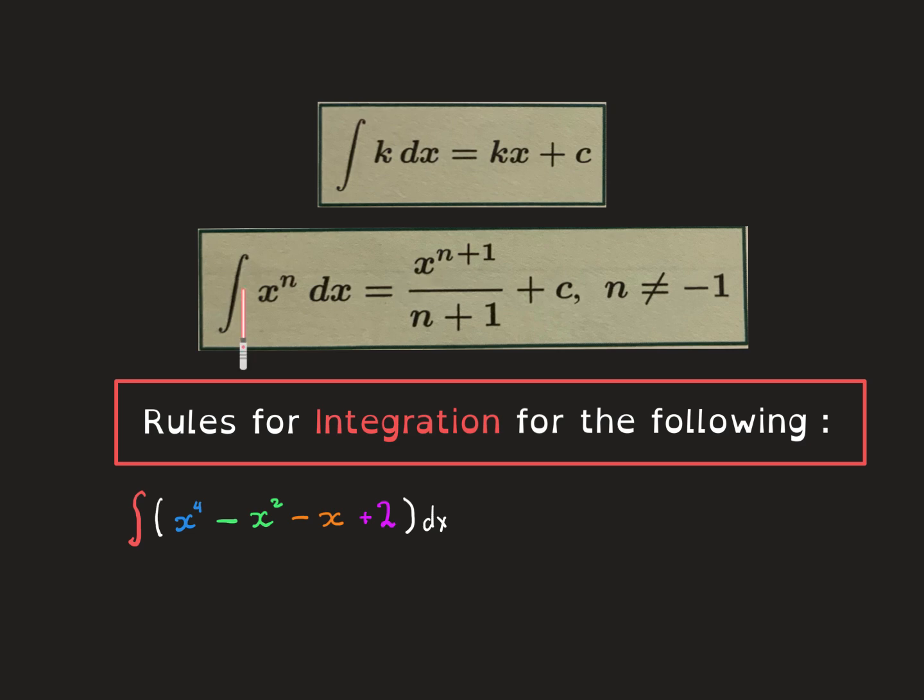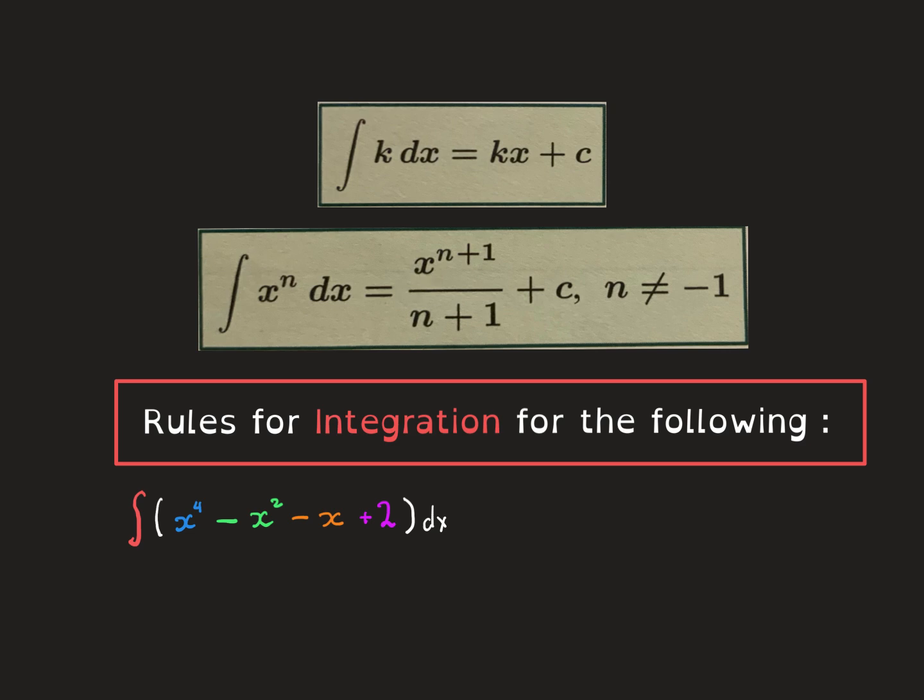Using the above formula here for integration, if you have x to the power of n, all we're doing is adding 1 to the exponent and then dividing it by n plus 1. And we then add a constant c, which we'll do at the very, very end.